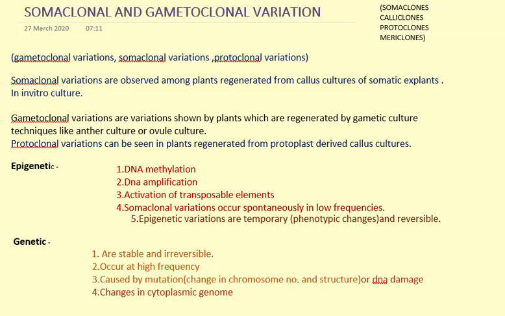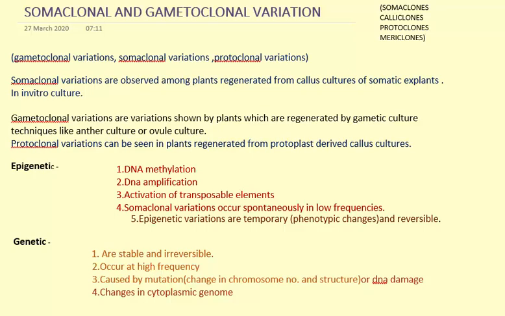Welcome back. Today's topic is about the somaclonal and the gametoclonal variations. So now the question is why the variation happens, right? Generally we know that plants undergo a series of cell division, particularly mitosis, and the cell division is very rapid and uncontrolled. Because of this uncontrolled division, it leads to variation, and it is of three types. First is the somaclonal variation, then the gametoclonal variation, then the protoclonal variation.